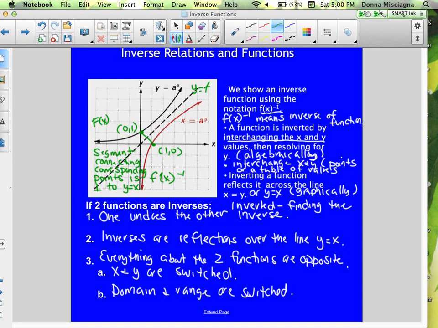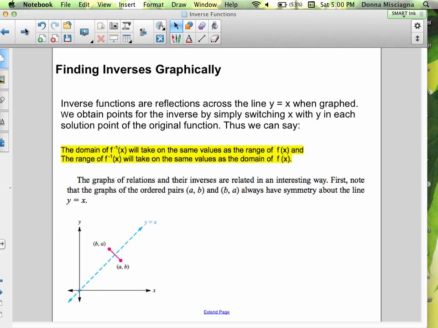So those are some features of functions that are inverses. We're going to learn a little bit more about features before we go and find them. So, finding inverses graphically: inverse functions are reflections across the line y equals x when graphed. We obtain points for the inverse by simply switching x and y in each solution point of the original function. Thus, we can say the domain of our inverse, this just means inverse, the domain of the inverse will take on the same values as the range of the function. So f of x here is the function.